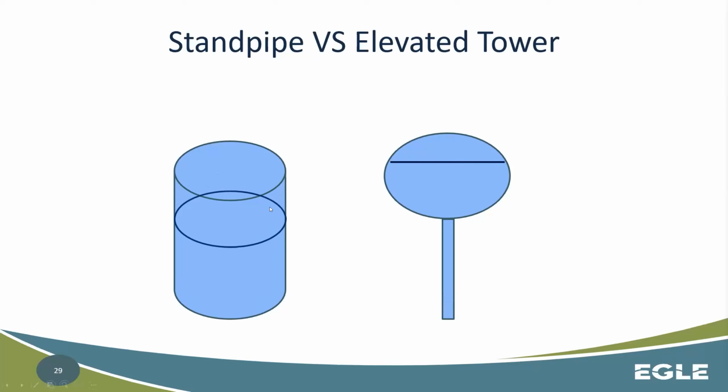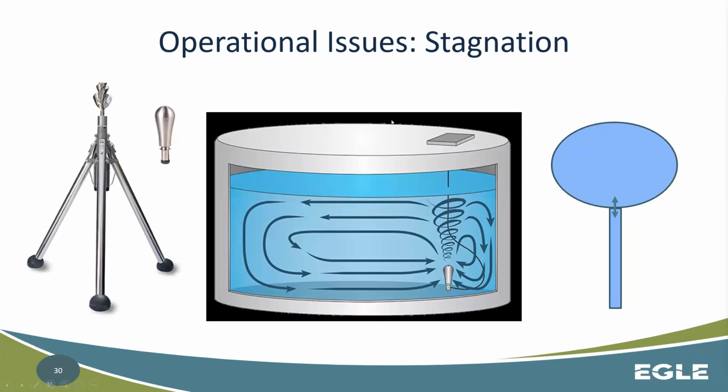So as you just saw, that was just a little animation there. It's still got to operate in that higher zone there. Okay. Operational issues dealing with stagnation. So there's lots of ways to overcome this or try to overcome this.